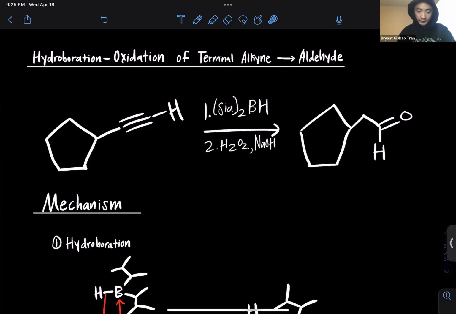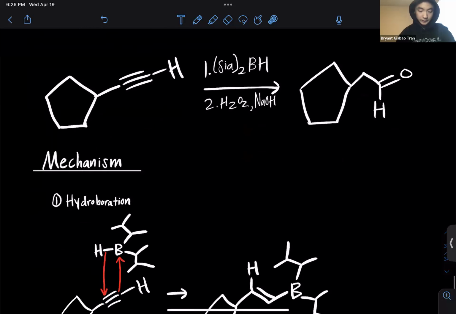So whenever you're given these two reagents here, R2BH, in this case our R group is Cia, and the second step, H2O2, the peroxide, and NaOH, this is an indicator of hydroboration oxidation. So whenever you have H2O2 or R2O2, which is a peroxide, you know that this is going to be an anti-Markovnikov reaction. So let's go over the mechanism of this reaction.